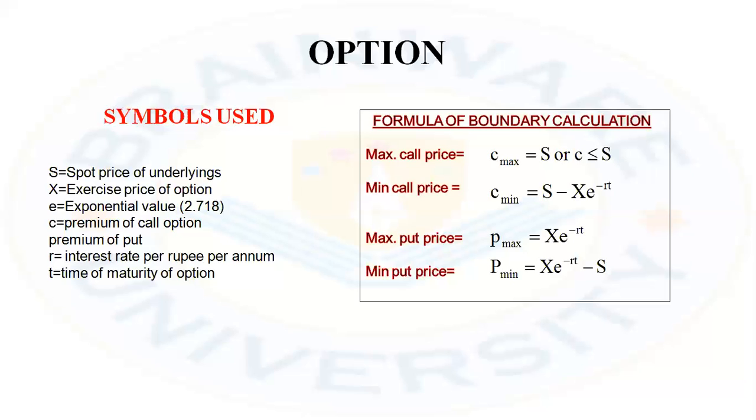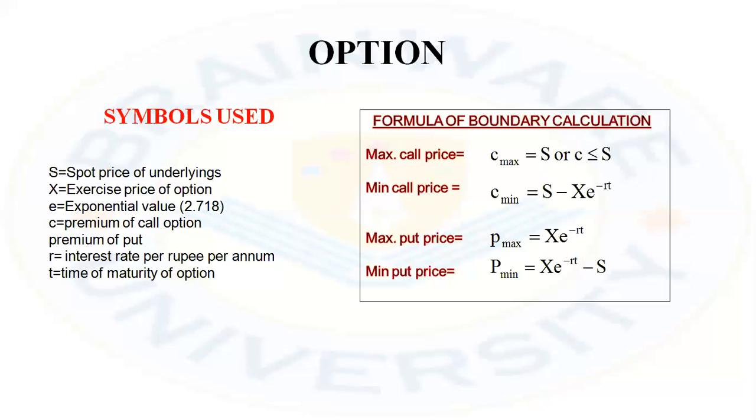It is nothing but the present value of the X, that means X divided by e to the power rt. That has already been discussed in detail while calculating the minimum call price in the second formula. So the maximum put price is the present value of the exercise price. Now we are coming to the minimum put price. The minimum put price will be again the intrinsic value of the put.